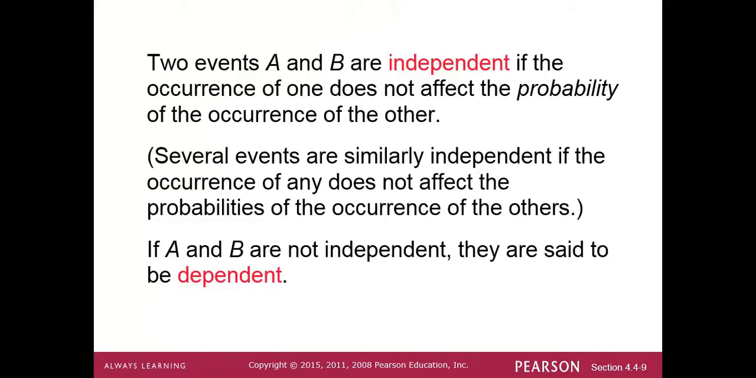Now, key terminology here, independent versus dependent. Two events are independent if the occurrence of one does not affect the probability of the other occurring. For example, a couple gets married, they have a little girl, a couple of years later, they're pregnant again, they have a little boy. Those are independent events. The birth of one child does not affect the birth of the next child, the gender of the child.